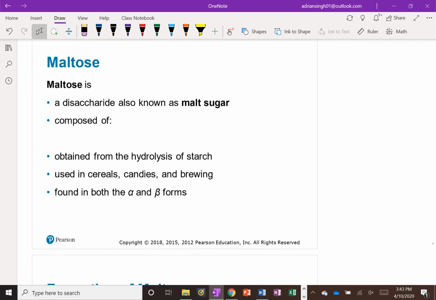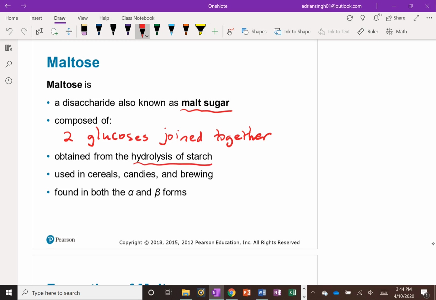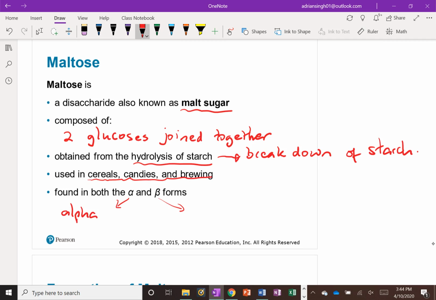So maltose was the first one, and this is also known as malt sugar, right? So it's found in your malt products or malt-based products, and it is made up of two glucose units. So two glucoses joined together. Maltose can be made or obtained from the hydrolysis of starch. Hydrolysis just means to break down of starch, and it's used in a variety of places. It's used in cereals, to make cereals, candies, brewing, etc. And this can be found in both the alpha and the beta form, right? We talked about alpha versus beta a couple sections ago.